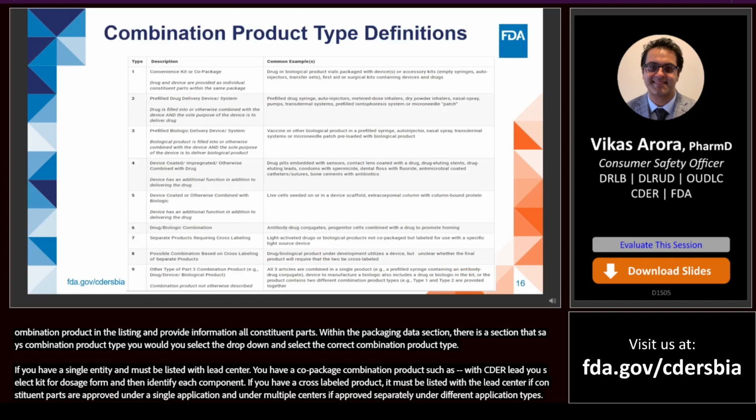Here is a chart of the different combination product types with common examples that can be referenced when listing your combination product.